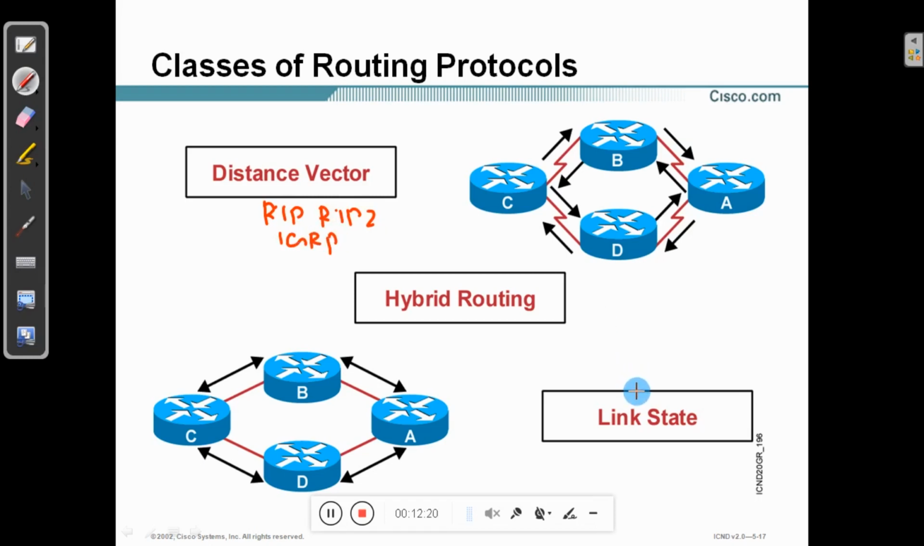Example for link state protocol is OSPF, and other protocols are there. So three classifications of the protocols: distance vector, link state, and hybrid routing. So we'll see now exactly what we mean by distance vector routing protocol, and what the link state routing protocol is, in the next slide.